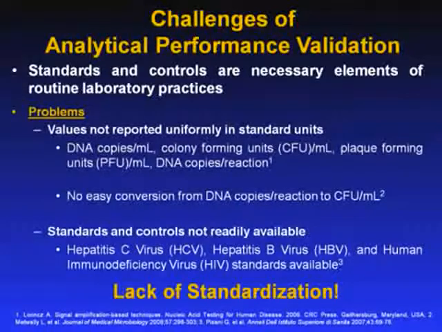A second challenge is that standards and controls are not readily available for nucleic acid recognition of many organisms, especially uncommon pathogens. The only existing definitive standards for nucleic acid recognition are for viral detection, which include hepatitis C virus, hepatitis B virus, and HIV. These standards happen to be reported in RNA copies per mil. To summarize this slide, nucleic acid recognition experiences a lack of standardization.